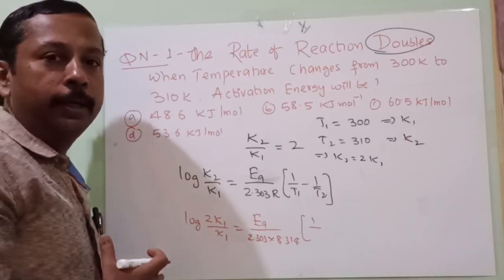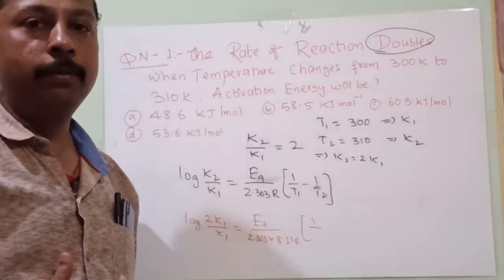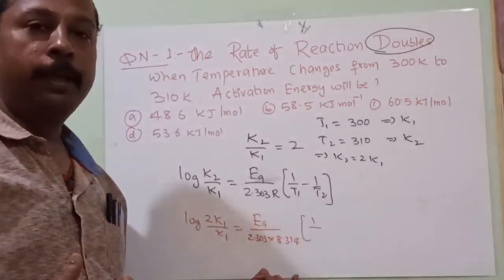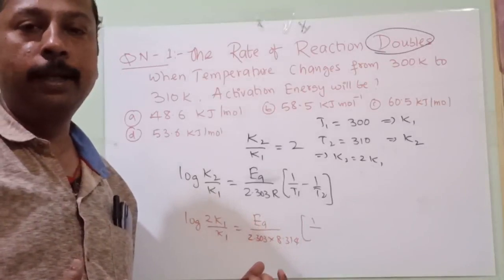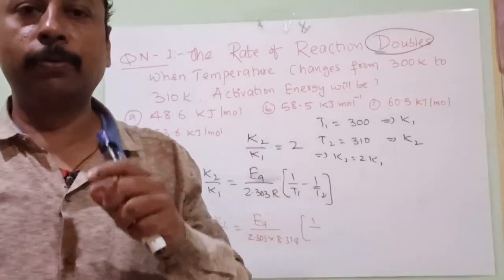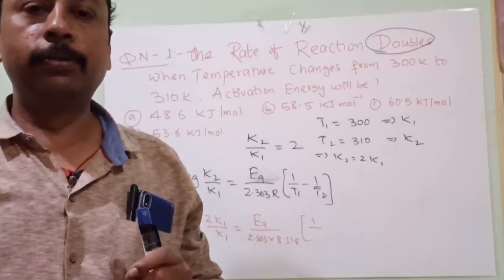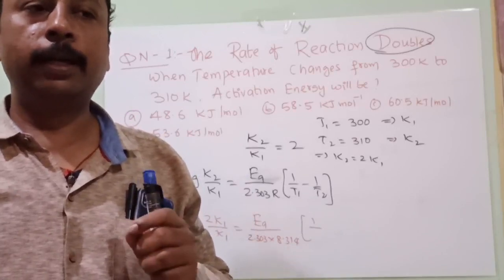Okay. So you are attending the exam and you are going to save your time and save your career. So multiply and remember. As a hint, I am telling you 2.303 and 8.314 just now. You multiply and remember. Whenever you get 2.303 into R, you multiply and remember.